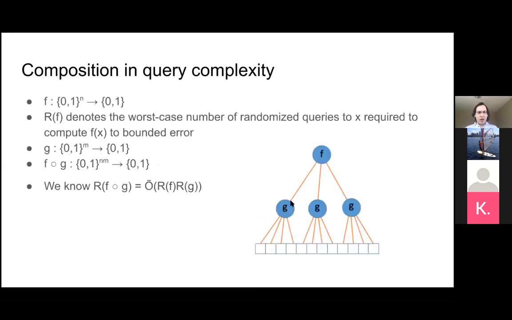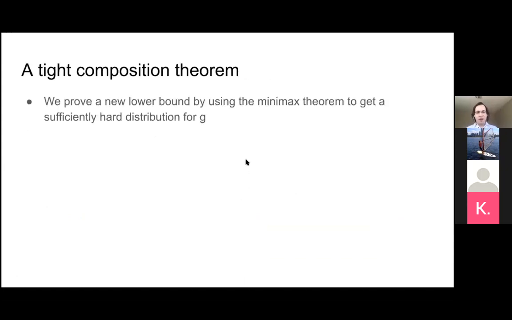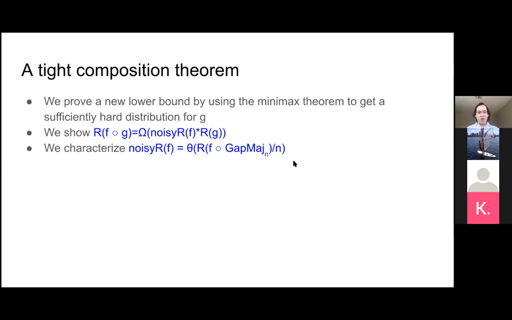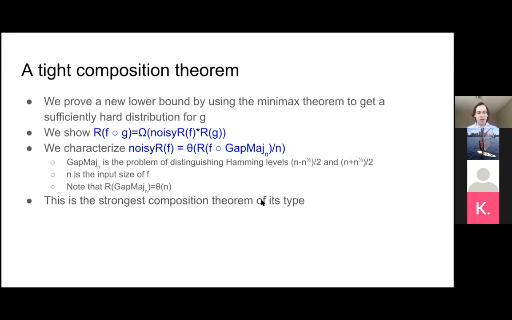And so finally, this was our query problem originally. We were asking, does the lower bound of R of F composed G is at least R of F times R of G hold? And what we get is effectively, we managed to prove a tight composition theorem. So we managed to show that R of F composed G is at least a measure we called noisy R of F times R of G. We also gave a characterization of noisy R of F in terms of measures we're used to. And we show it's the strongest possible composition of its type. So this means that you cannot replace noisy R of F with any measure that's ever larger than it.